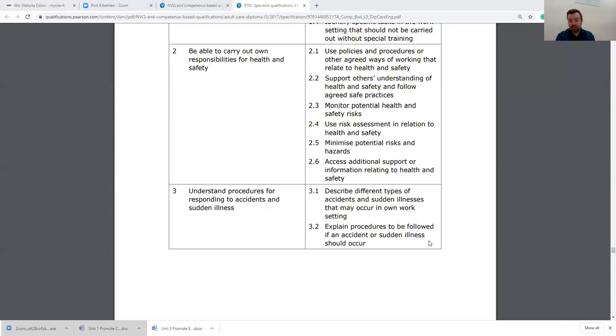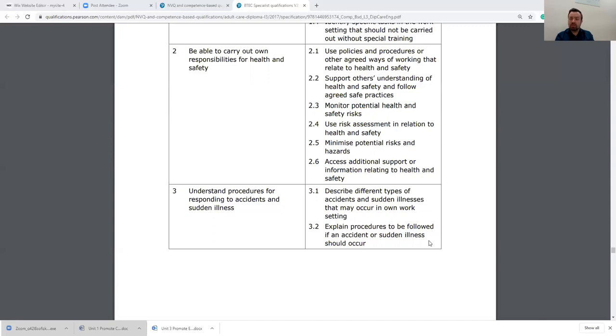2.4 looks at using risk assessment in relation to health and safety. So risk assessments happen in 5 stages. We identify what the problem is, we look at who potentially could be harmed, we look at how we can reduce that risk, we look at the equipment we need, and then we come up with the safe ways of working to minimise the hazard or potential risk.